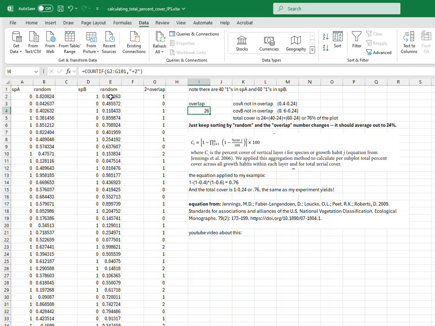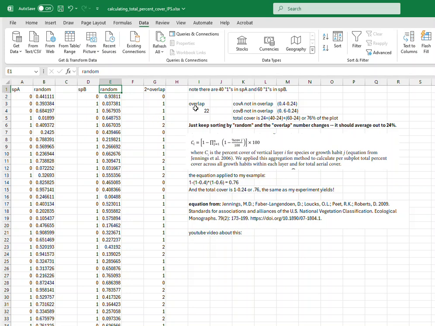Let's do some more sorting and see what happens here. We'll sort by random. We get 22. You see? We'll do it again: 25, 23, 23, 20, 28. If I did this a bajillion times, it would average out to 24. In other words, 0.6 times 0.4.